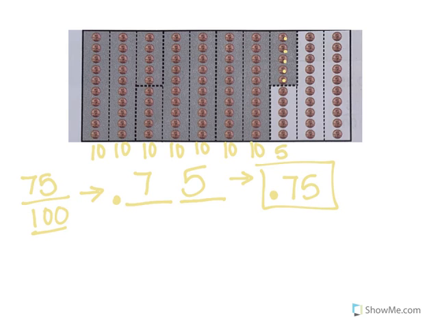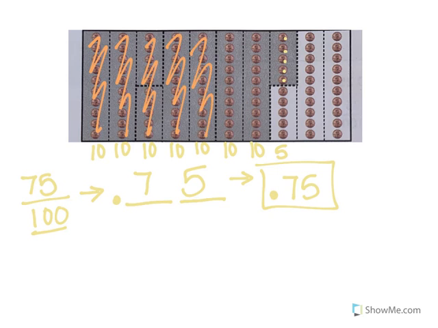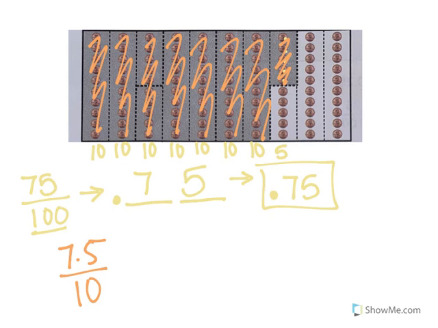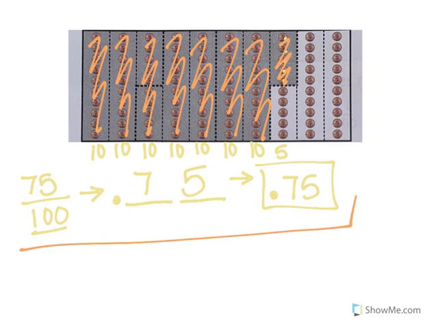Now if I'm looking at it as tenths, let's see if we can do it. We have 1, 2, 3, 4, 5, 6, 7.5? Can I do 7.5 tenths like this? No. So for this one, there is no way to write it in the tenths form. We would only write it in the hundredths form, because it doesn't make sense to put 7.5 tenths. That just doesn't look right. So we don't do it as tenths. We just keep it as hundredths.